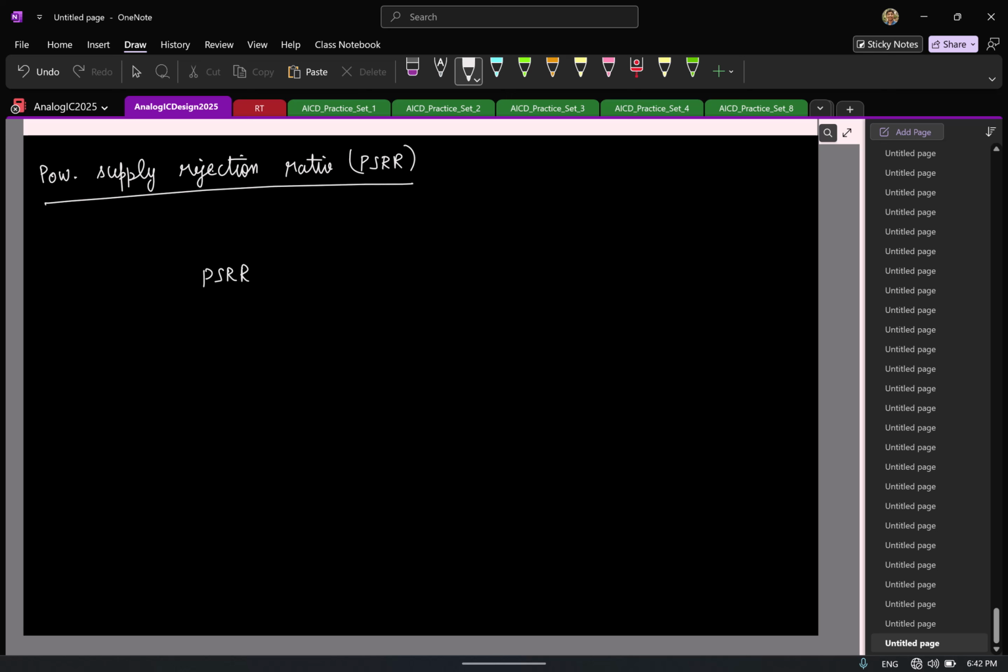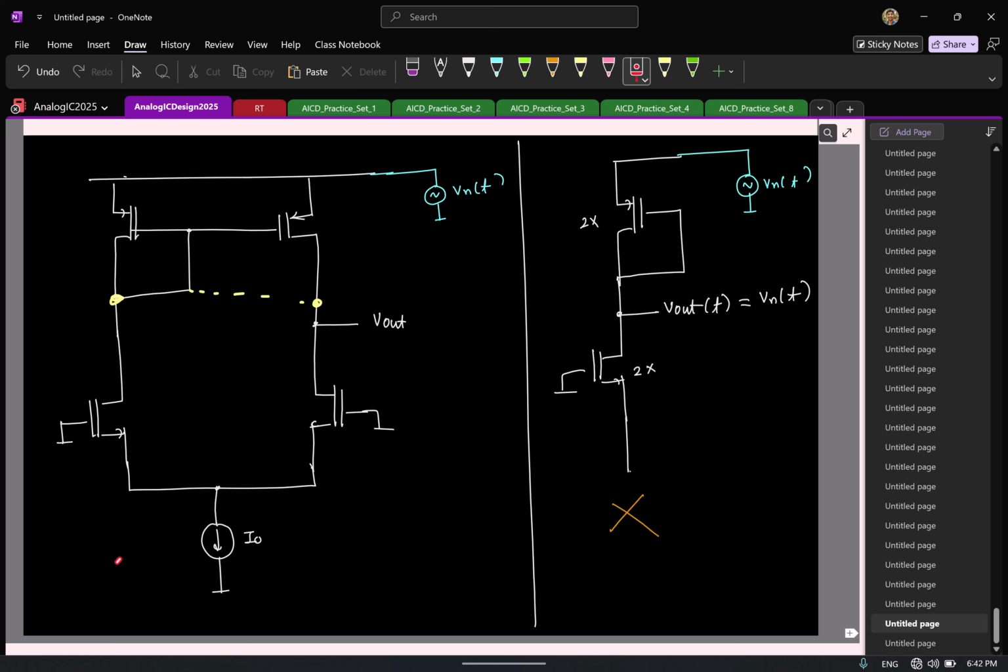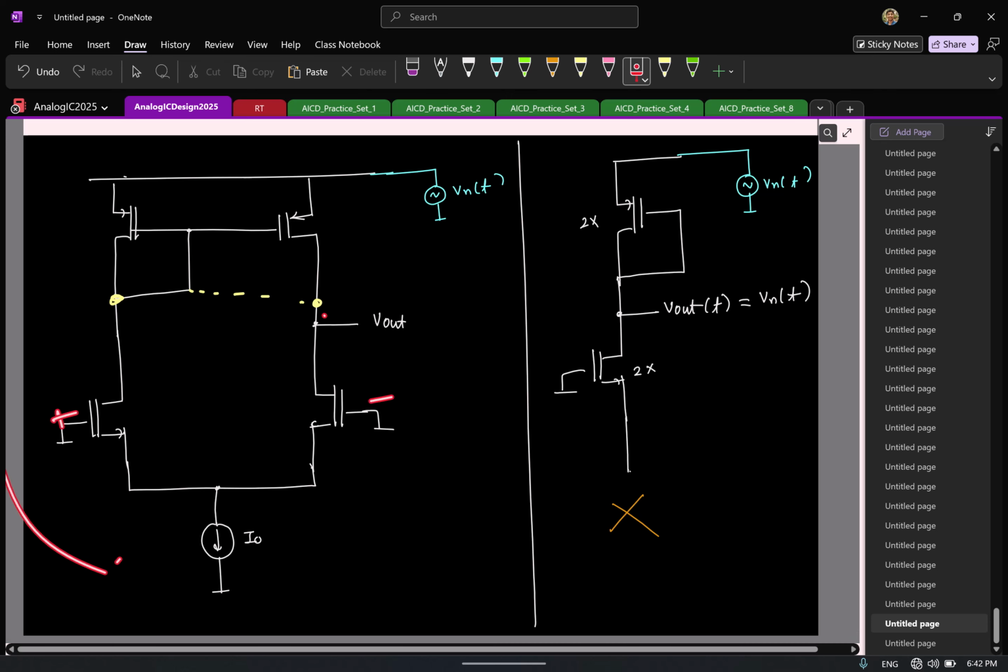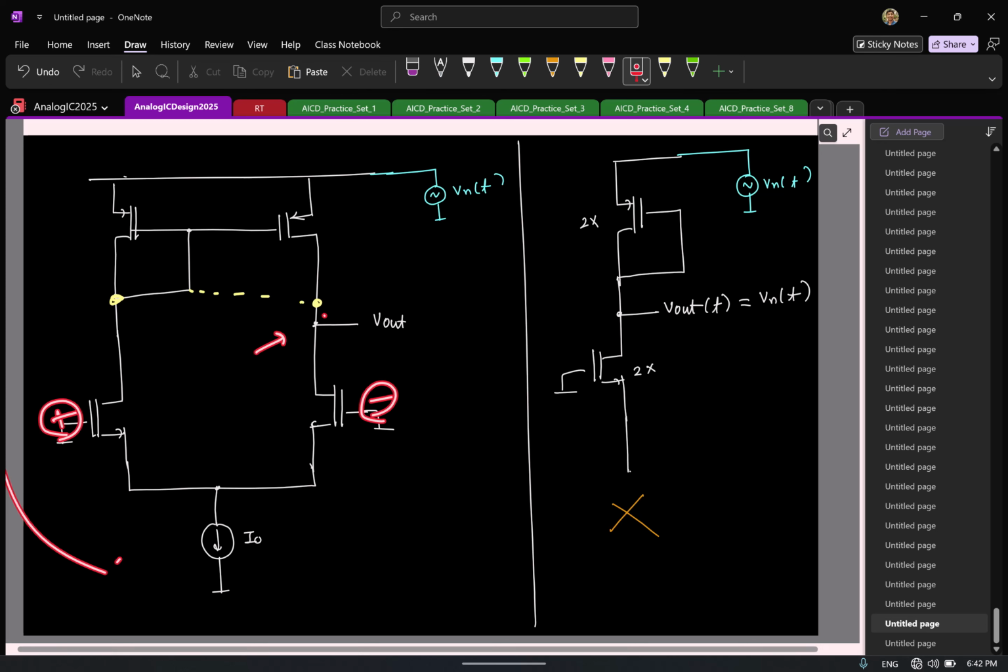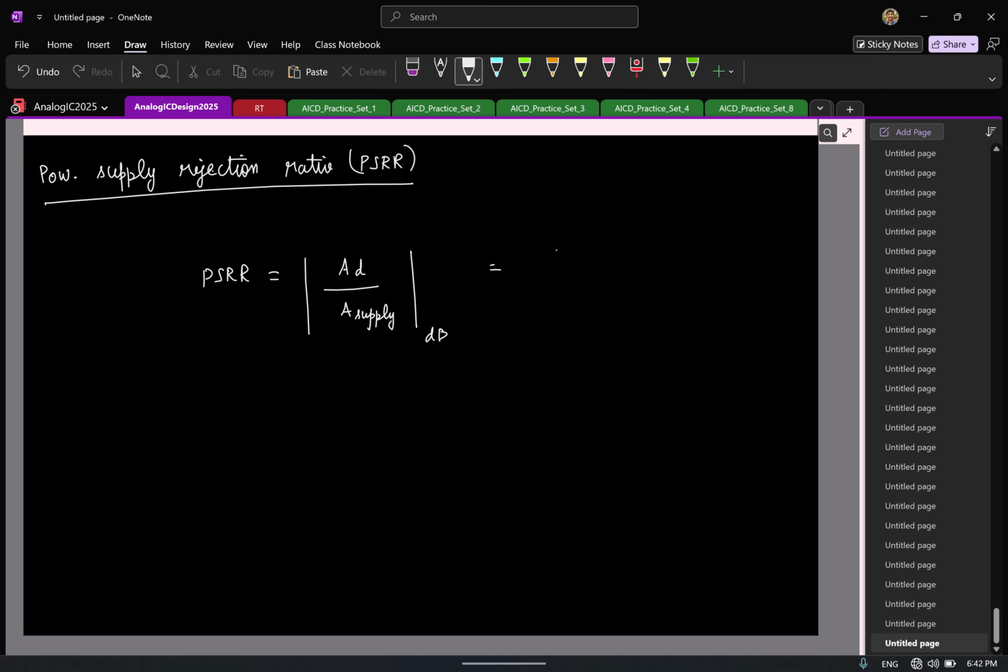So the definition is this: the PSRR is the actual differential gain you have in your circuit divided by the gain from your supply. So you take the magnitude and typically express it in decibels. So in the 5T OTA, what is the actual differential mode gain we have? What is the actual signal gain we have here? That is the input to the output. From these inputs to the output, what is the gain? Let's say it's GM of the NMOS times. Great. And in this particular case, what is the gain from the supply to the output?